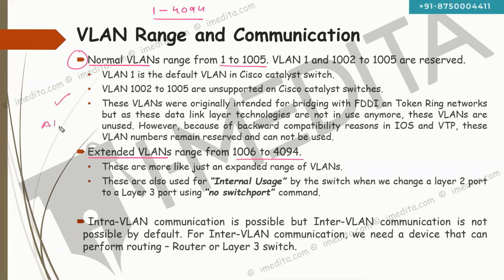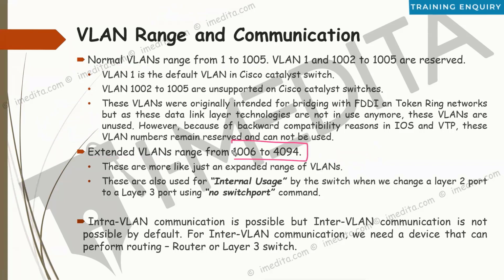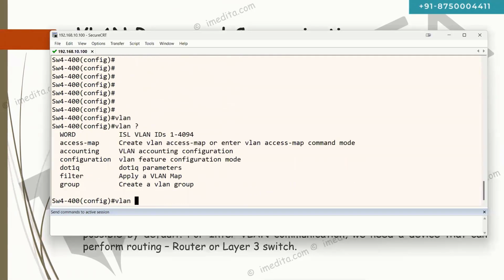These VLANs you can create on all switches. But whether you will be able to create these VLANs on the switches or not depends on the configuration of a protocol called VTP, VLAN Trunking Protocol, which we will study later on. Based on the configuration of VTP, either we will be able to create these VLANs or we will not be able to create them. So for example, if I want to create a VLAN, I can say vlan, and I can create VLANs from 1001 to 4094.